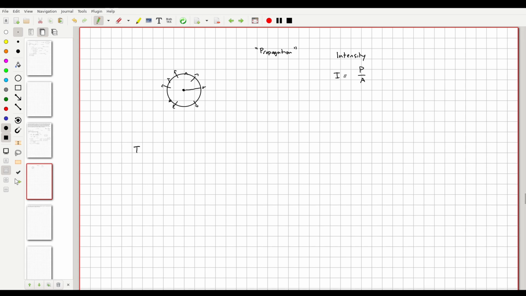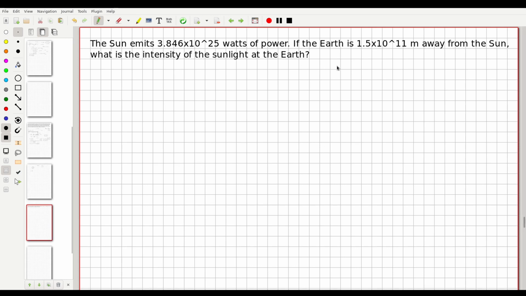So typically the way we write our intensity, or at least the total intensity, would be power over the area of a sphere, and the area of the sphere is 4 pi times r squared. Now, just as an example, I want to consider the sun, which does put out about 3.846 times 10 to the 25th watts of power.